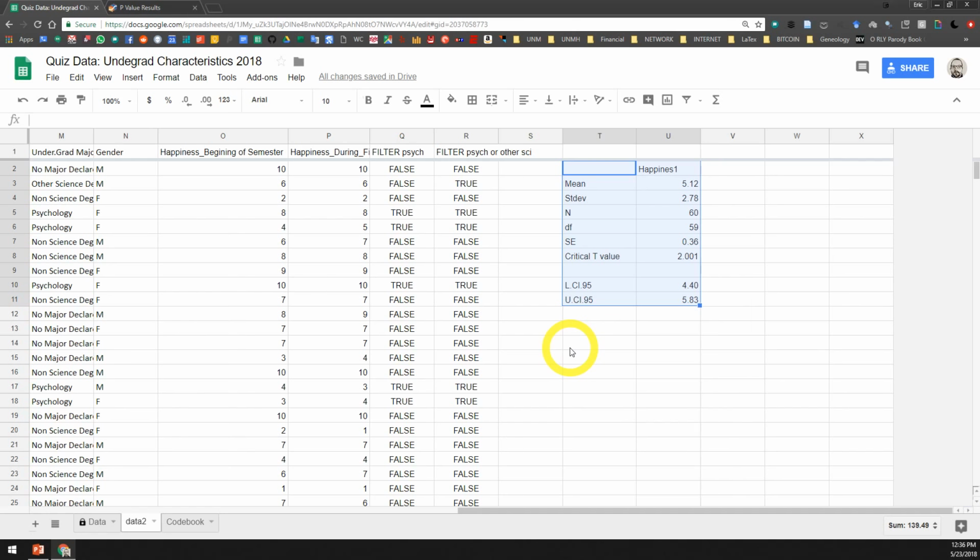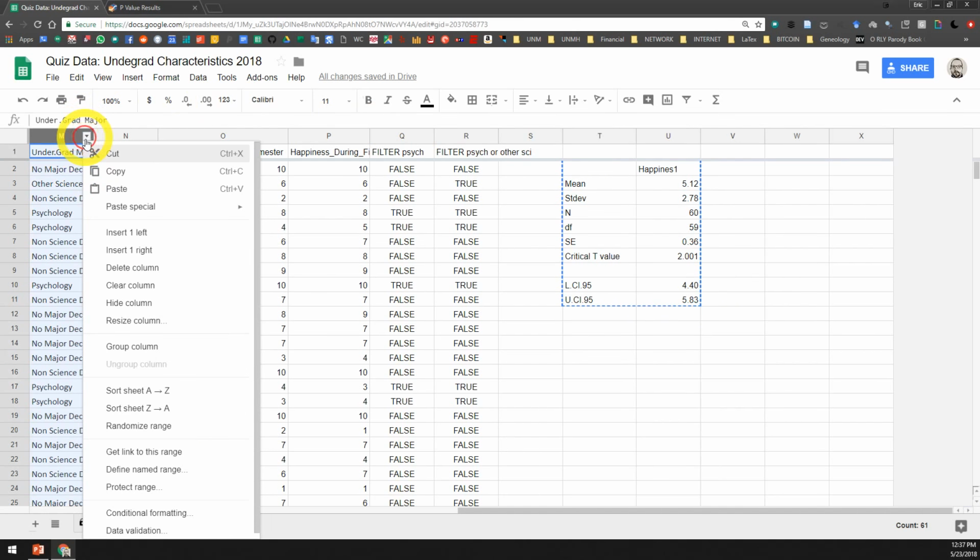Let's say one subset of the data, psychology majors. So let's say we wanted to know the happiness at the beginning of the semester of psychology majors. Well, one way to do that, I mentioned, is to use the sort function. So let's go ahead and delete this, since it's going to jumble everything up. Actually, I'm going to copy these values because we're going to have to calculate those. And actually, we'll just copy all this stuff.